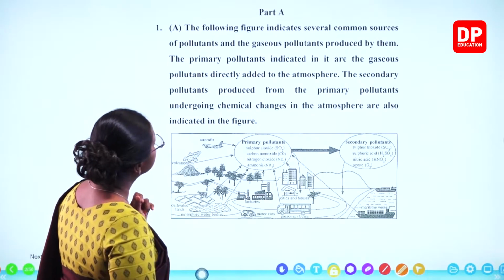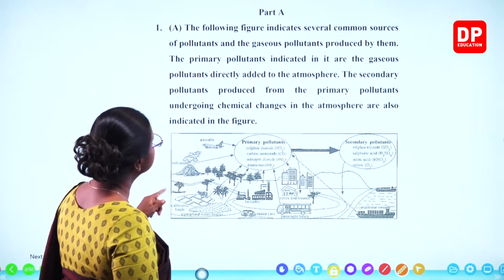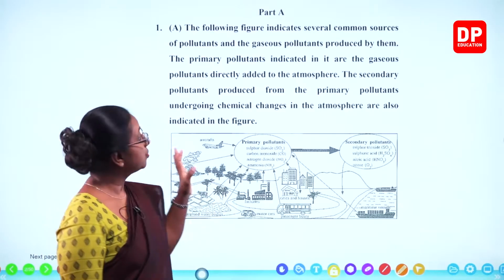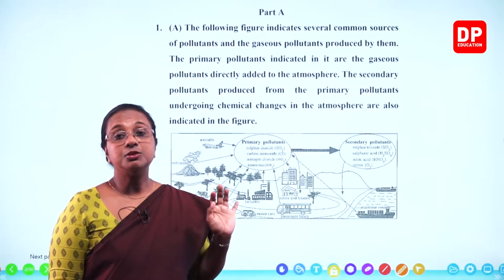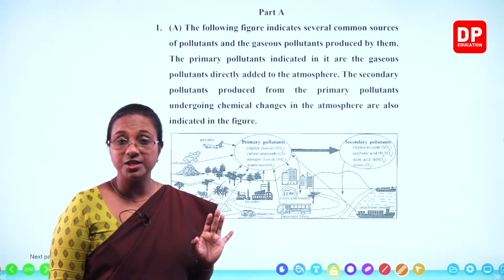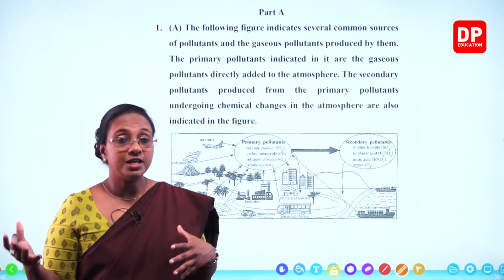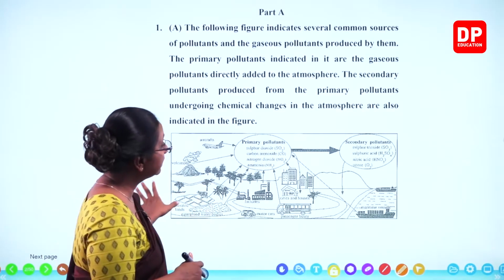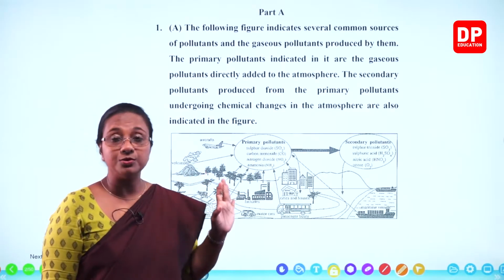So this is the first question, part A of the question. The following figure indicates several common sources of pollutants and the gaseous pollutants produced by them. Now as you read the question, you can see it is related to pollution, and always the first structured question is related to the biosphere. Either related to pollution or population graphs, those are all included in the first question. So as you can see, this is related to pollution.